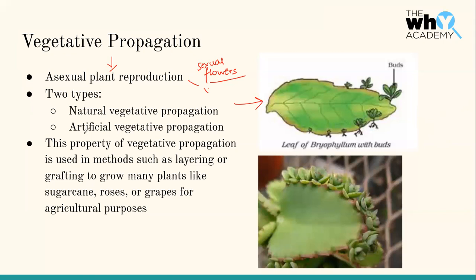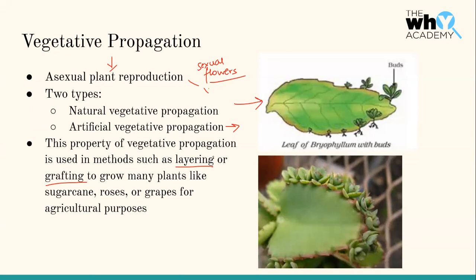And the second type would be artificial vegetative propagation. That would include things like layering, grafting, tissue culture, etc. That's all artificial. That's when man intervenes and tries to mix and match, or takes out cuttings and tries to grow them. Those would all be artificial. They've given you some examples here. Layering and grafting are used to grow many plants like sugarcane, roses, grapes, etc.